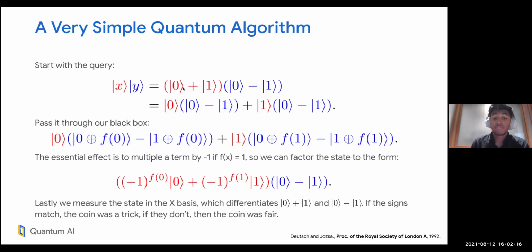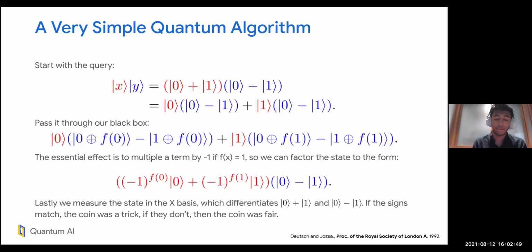And we start off with the state 0 plus 1 times 0 minus 1, as I mentioned earlier. Now we can distribute this out, and we'll get 0 times 0 minus 1 plus 1 times 0 minus 1. And the reason I've split it out in this particular way is that if you remember our black box, it looks at the first qubit, and then based off of the first qubit it does something to the second qubit. So I'm grouping them by the value of the first qubit so that the black box is going to treat this thing and this thing exactly the same. And similarly with these two here.